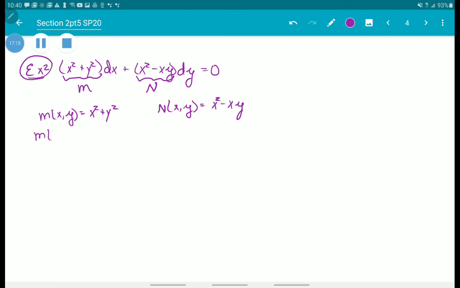So make the substitution, tx, ty. So we're going to have tx quantity squared plus ty quantity squared. So it's going to be t squared x squared plus t squared y squared. And we could factor a t squared out, and that's going to leave us with x squared plus y squared. X squared plus y squared was our m.